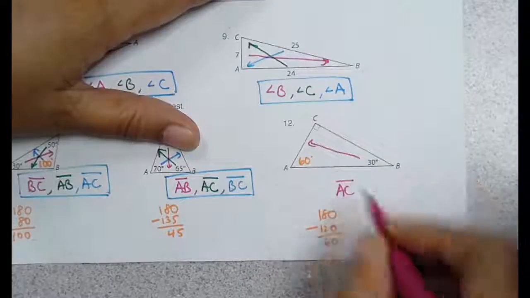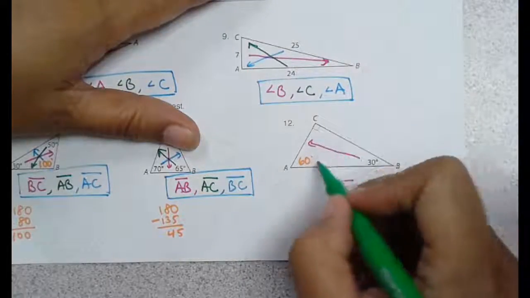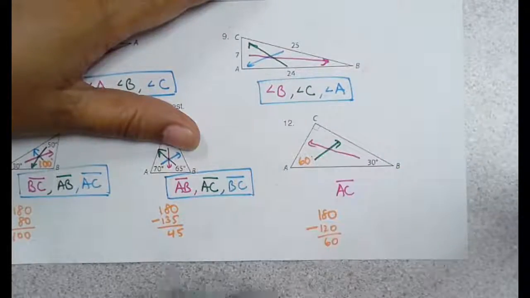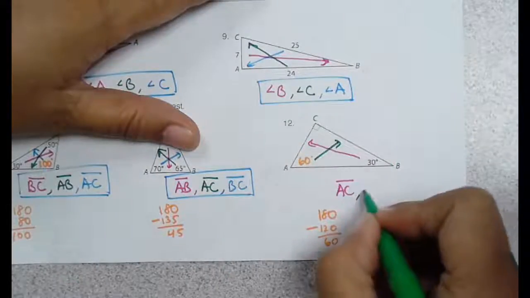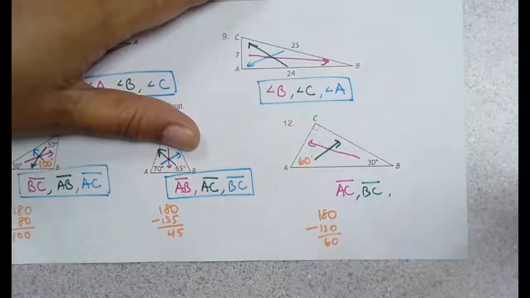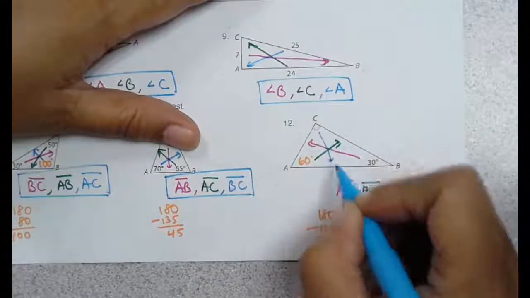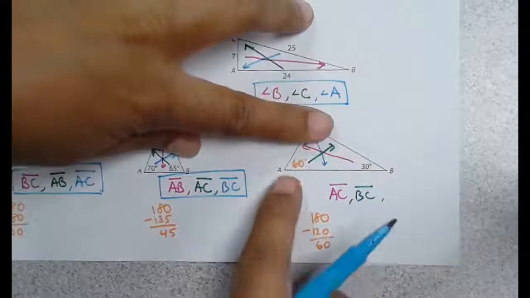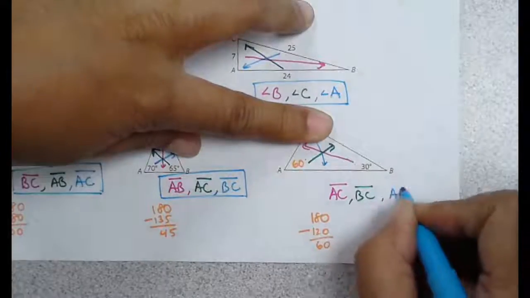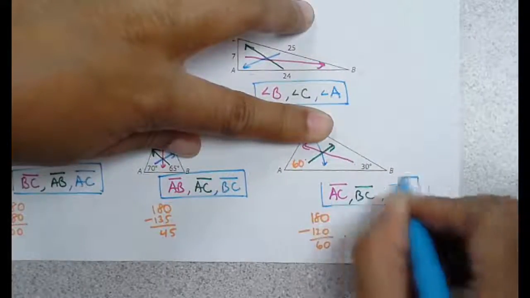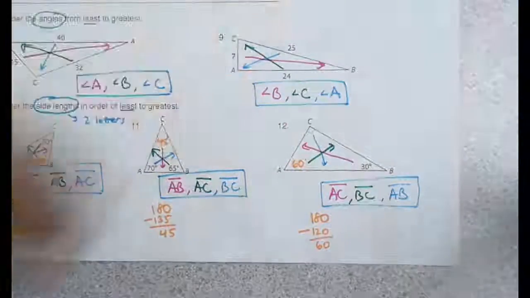The next one is angle 60. Across from that, BC. That means the longest side is across from the 90 degrees. It's actually the hypotenuse. Cover that up, AB. And that's the order from least to greatest. Okay, hopefully you got it right.